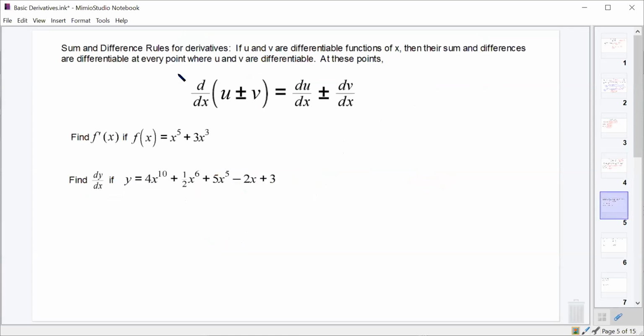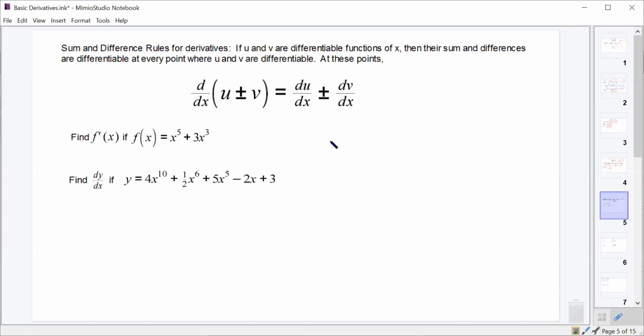Okay. Next rule we've got is a sum and difference rule. That one's just saying that if I have two functions, we'll call them u and v, that I'm adding or subtracting from one another, I can separate them and do the derivatives of each one separately, and that's my result. Which should make sense again, because these derivatives are just limits, and with limits, I can separate one bigger function and do each limit separately if I want to.